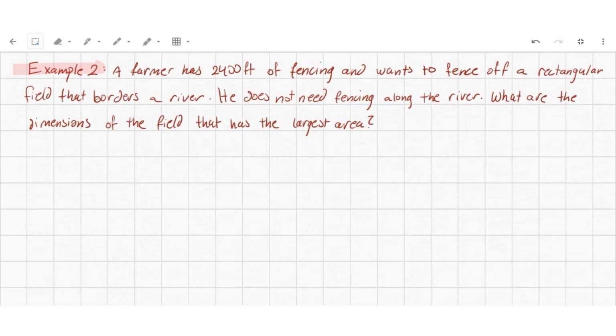A farmer has 2,400 feet of fencing and wants to fence off a rectangular field that borders a river. He does not need fencing along the river. What are the dimensions of the field that has the largest area? Again, we're going to be doing the same thing, applying the same concept. First, let's identify the information that we have. A farmer has 2,400 feet of fencing and wants to fence off a rectangular field that borders a river. He does not need fencing along the river. What are the dimensions of the field that has the largest area?